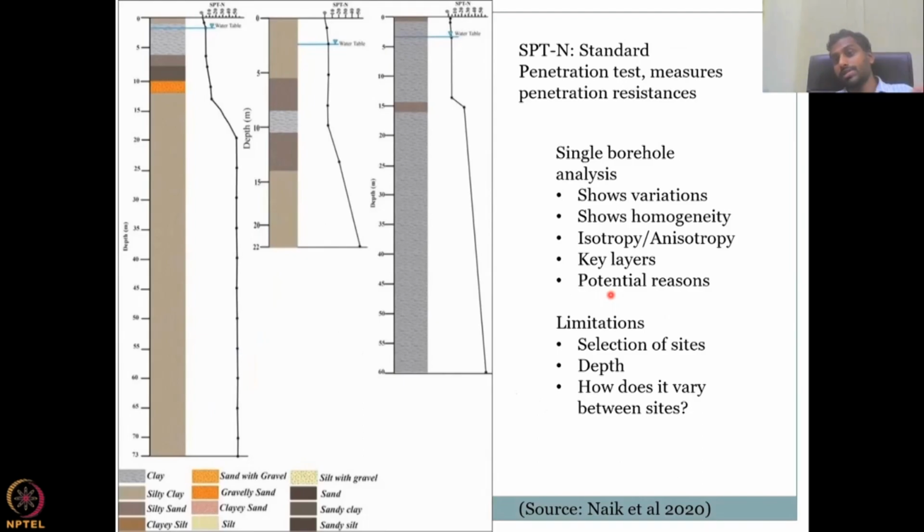How does it vary between sites? There is less understanding of it. So why does clay come here, whereas less clay is here? They don't understand, when they drill, I'm saying. So that is a limitation. That is why they don't do these drill log experiments. But we will see this in the next class.